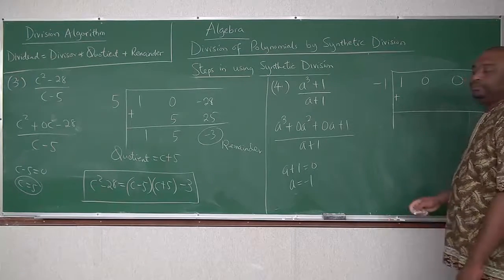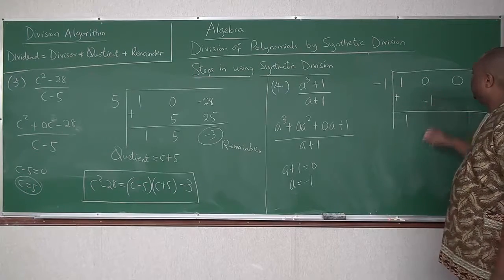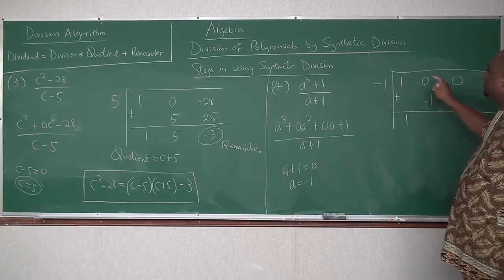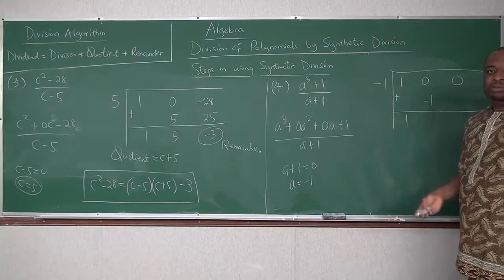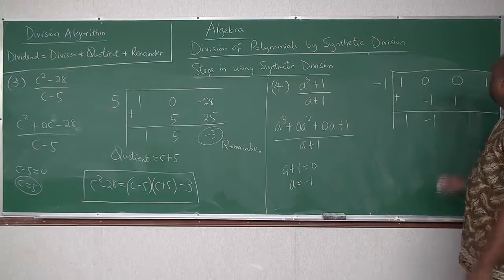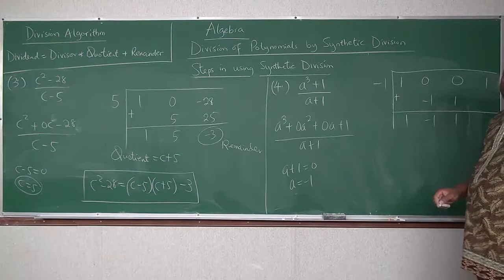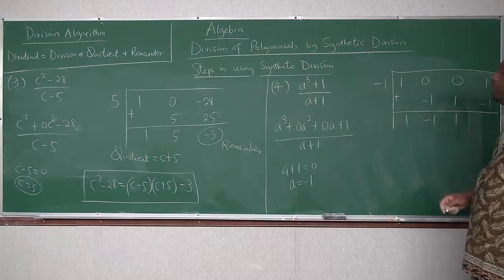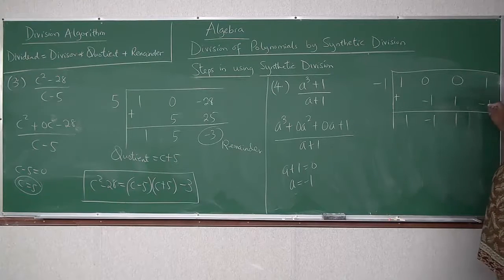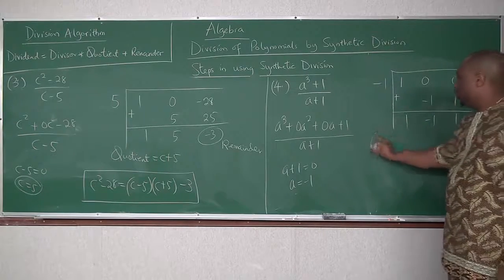And this is addition operation. I bring down 1. Negative 1 times 1 is negative 1. I put it here. 0 plus minus 1 is minus 1. Minus 1 times minus 1 is 1. 0 plus 1 is 1. Minus 1 times 1 is minus 1. 1 plus minus 1 is 0. So the remainder is 0, which shows that this is a factor of this.